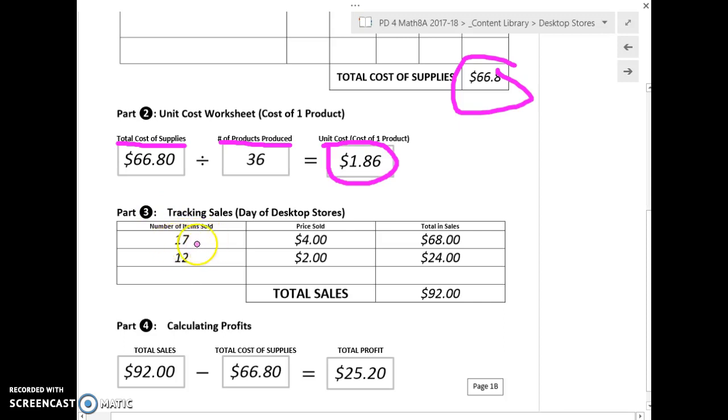So he kept track of how many items he sold. He started off selling them at $4, then he lowered it to $2. So by the end of desktop store days, he had $92 in sales. Now, that's not his profit.